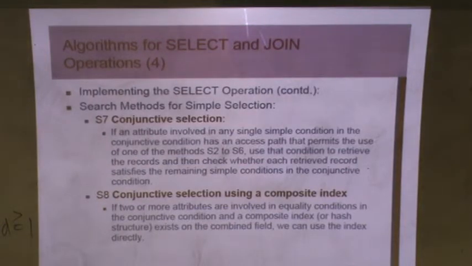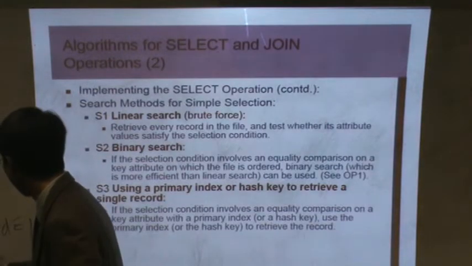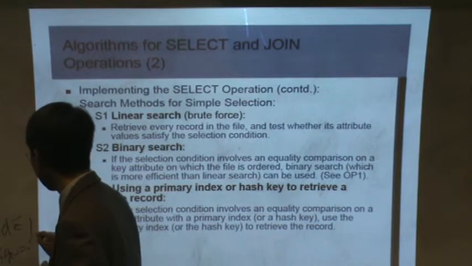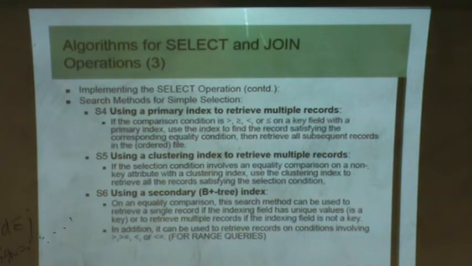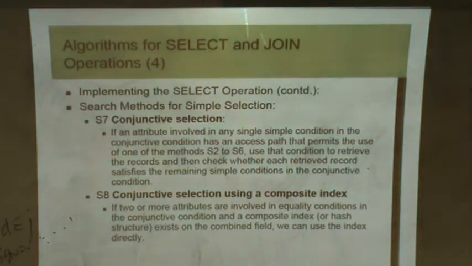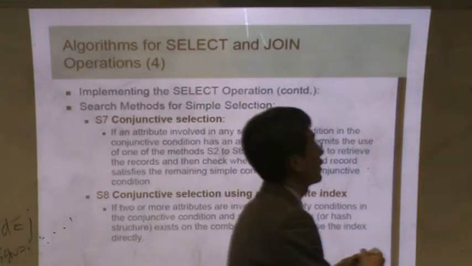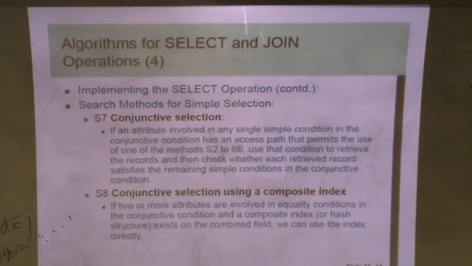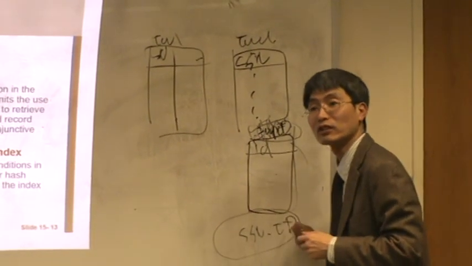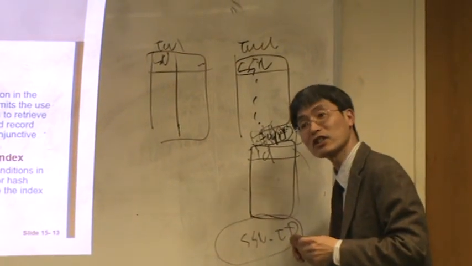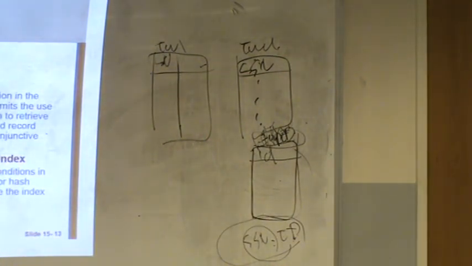Conjunctive selection is combined. Sometimes it has the ID and the social security number, which is a primary key. So what if they are combined? That is a conjunctive selection. Conjunctive selection using a composite index: for example, this is a social security number, this is ID. Is there any index combined? If a combined index exists, we can use that one. So that is the next one, conjunctive selection with the composite index.